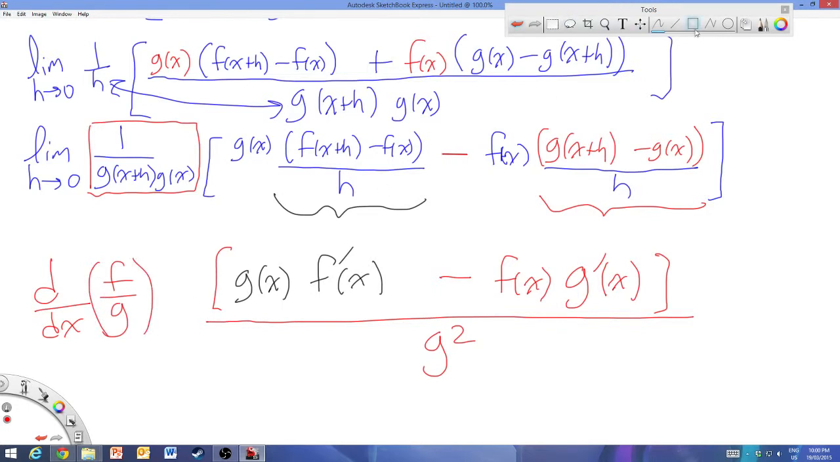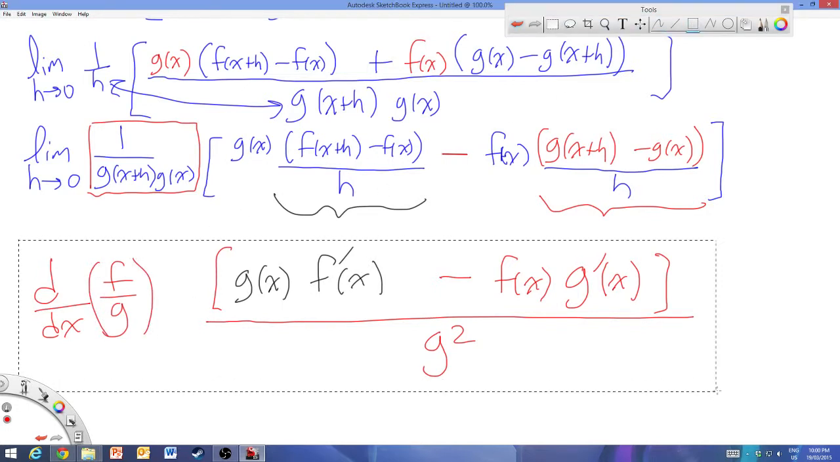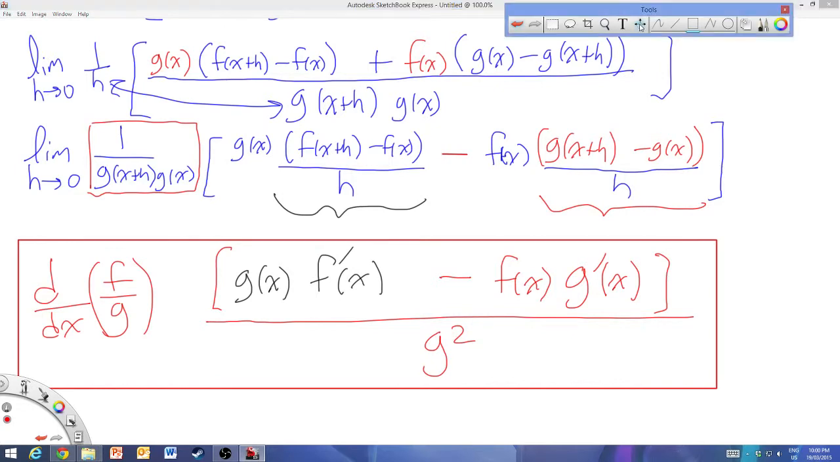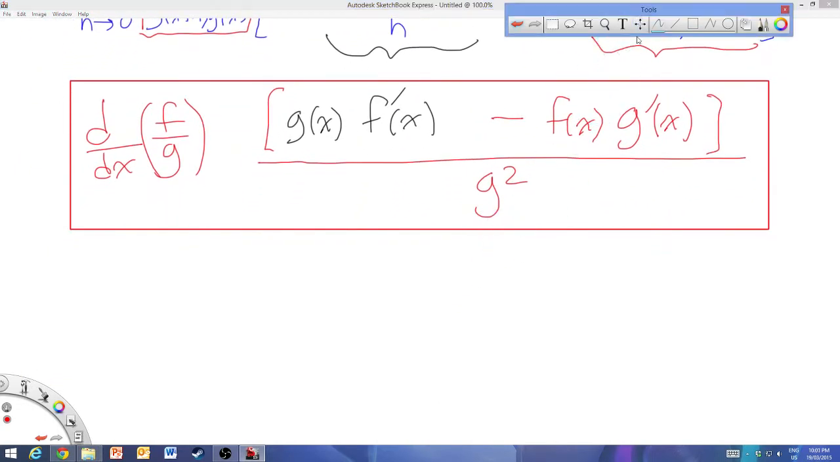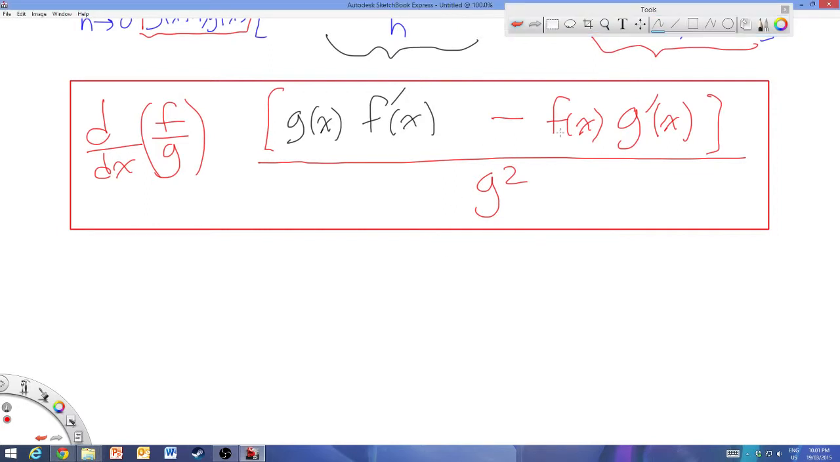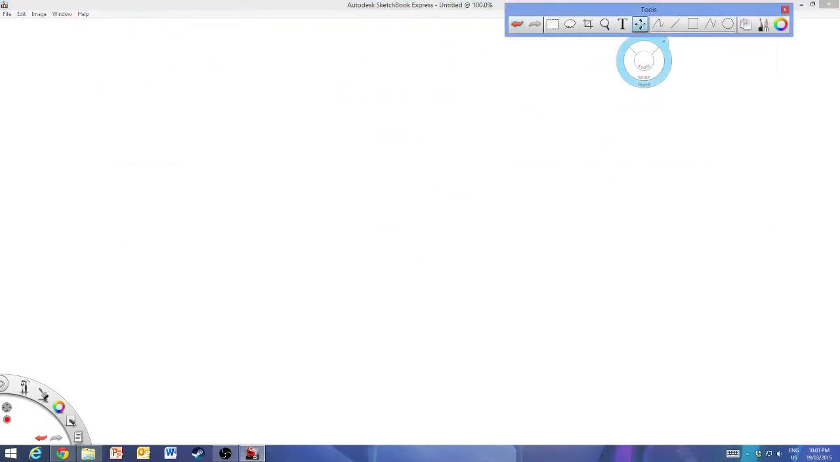And this handy rule here is what we call the quotient rule for derivatives. This is the quotient rule for derivatives. Okay, so I've got quotient rule and we've got product rule. Let's use them. We'll go through an example of each.